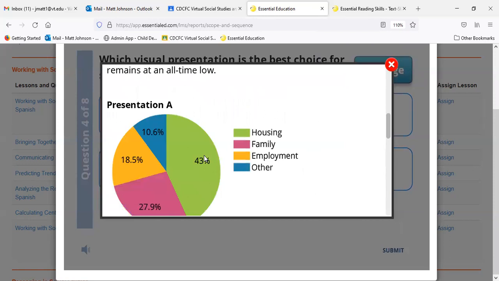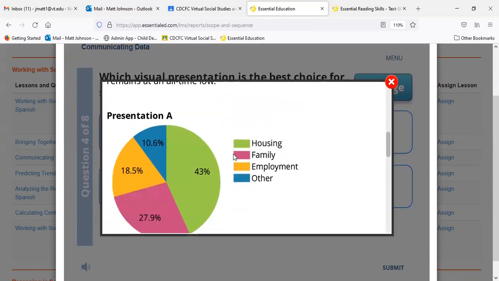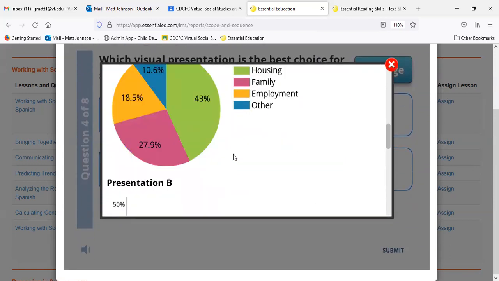So presentation A, we have a pie chart. And so in this particular question, we have the data represented in several different ways. A pie chart, right, typically shows percentages. And they'll be shaded different colors, or shaded differently, to represent that information. And that's a good visual, right, to sort of take everything in as a whole.